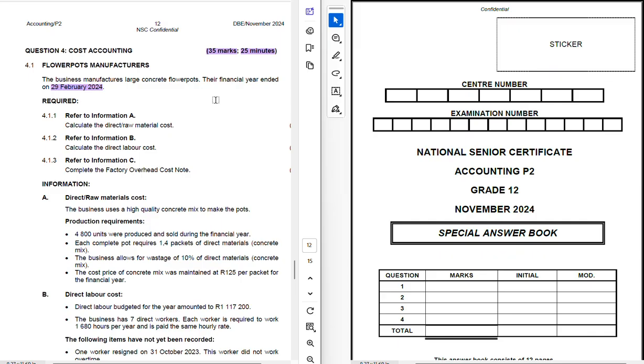Now let us look at what we have for question number 4. Question number 4 is made up of 35 marks, and a total of 25 minutes is expected for the candidate to spend on this question.